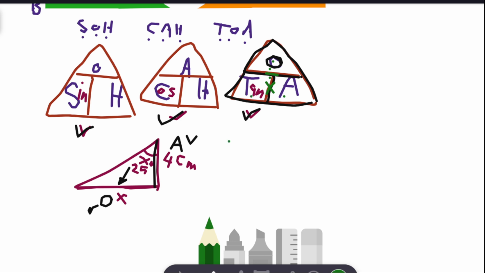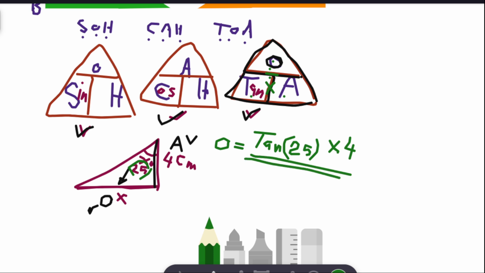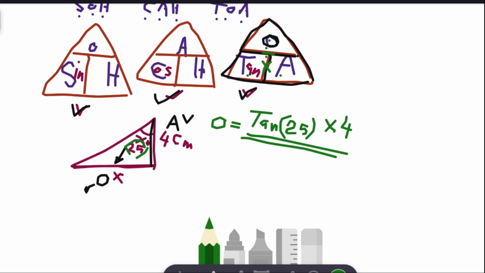So the opposite, which is x, is equal to tan. From now on, tan, cosine, and sine, they come with an angle. So if you write tan, you need to write some angle here. So it's 25. So it's tan 25 times A, the adjacent is 4. And we got it. Just plug this in your calculator and you get the value of the opposite.